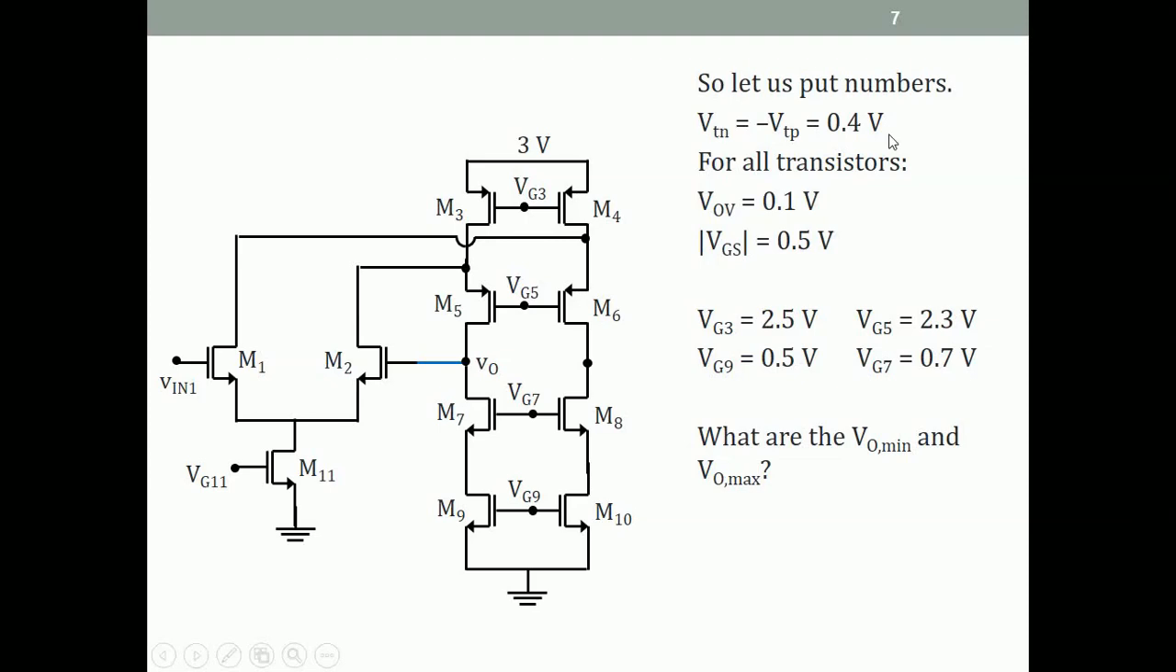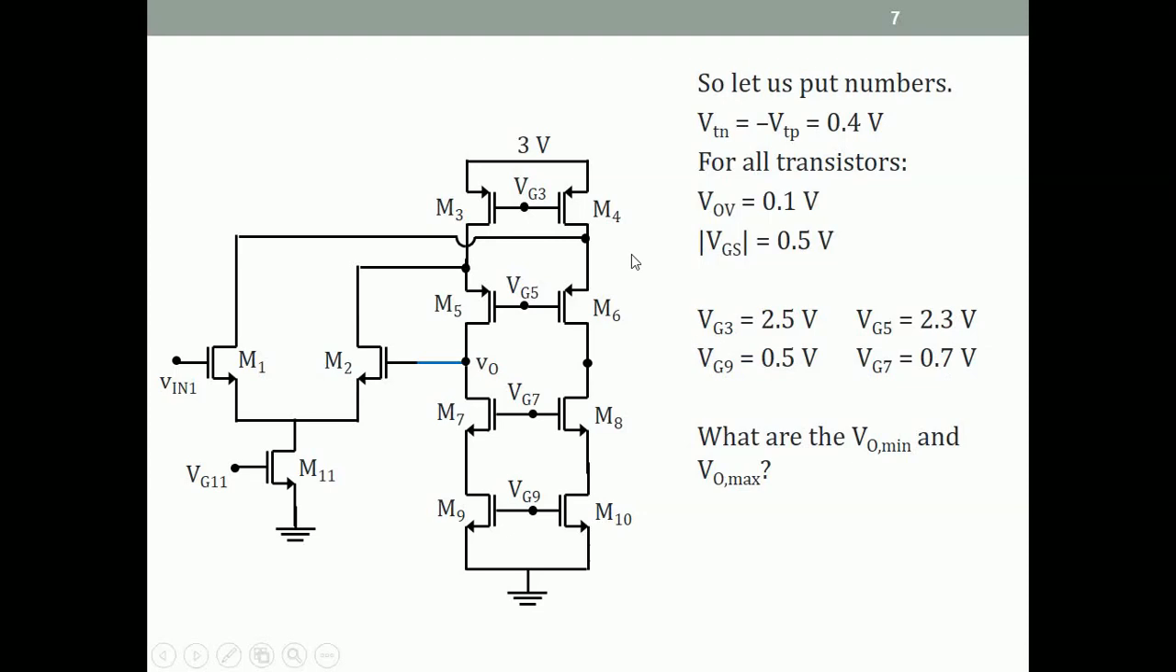So we said the threshold voltages are 0.4 volts, overdrives are 0.1 for all transistors, and so the VGSs, which is VT plus VOV, is 0.5 volts for all transistors. And with this we put numbers. So VG9 is 0.5. If VG9 is 0.5, then VG7 could be 0.6, but I have made it 0.7. Alright, if this is 0.5, this could have been 0.6, but I have made it 0.7.